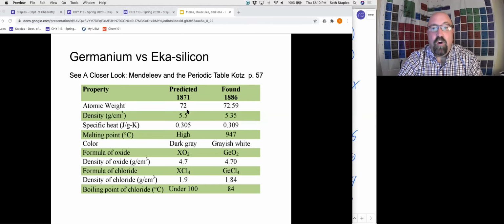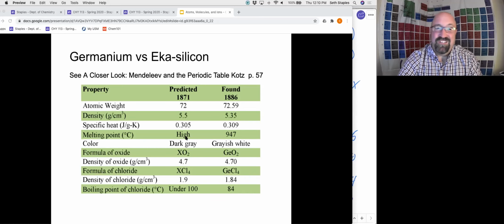And he not only predicted they exist, he predicted their properties. And look at how close he was. He predicted an atomic weight of germanium of 72, the actual atomic weight, 72.59. Predicted a density that was really close. Specific heat, which is a property we'll be talking about in a month or two, very close.